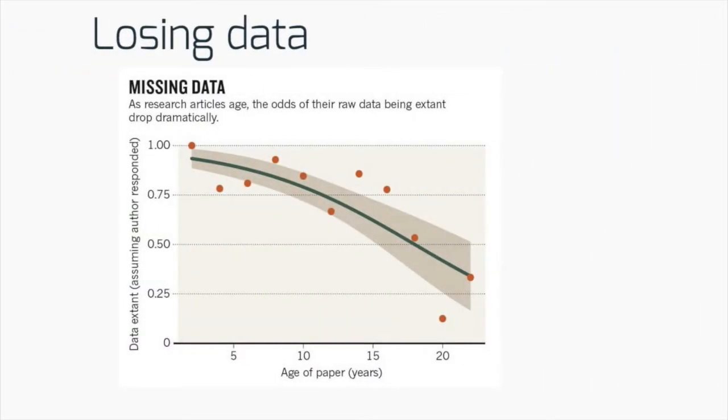And the code is not the only problem. There's also the problem of the data. So we are losing data incredibly fast because we are not storing it in the best manner or in the best place. So we cannot access more than half of the data that was stored 20 years ago.